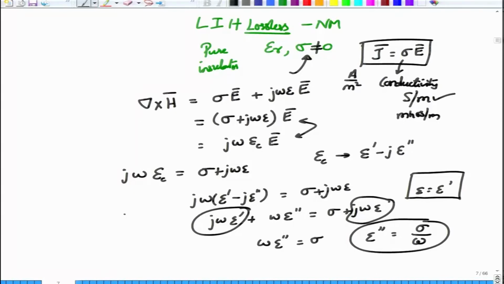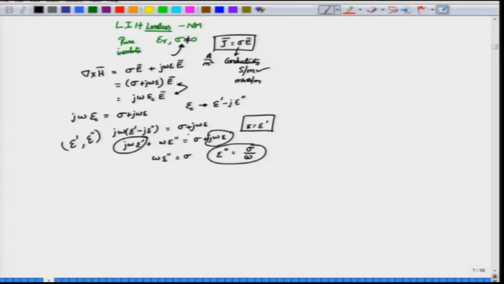Okay, in fact, you would see epsilon prime and epsilon double prime being used in many electromagnetic materials that we considered. So what we have seen is this epsilon double prime can be written as sigma by omega, and this can be included to talk about the lossy medium. Okay, let us now see what happens to the wave equation when we include this lossy material or lossy medium.